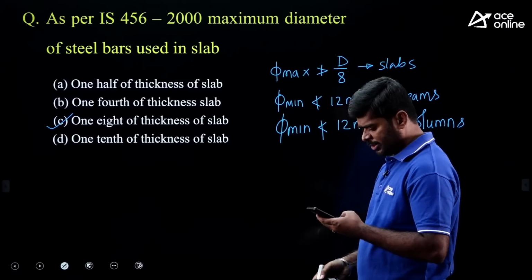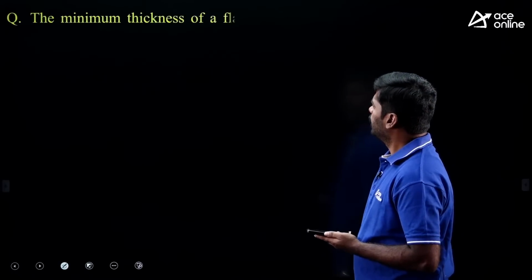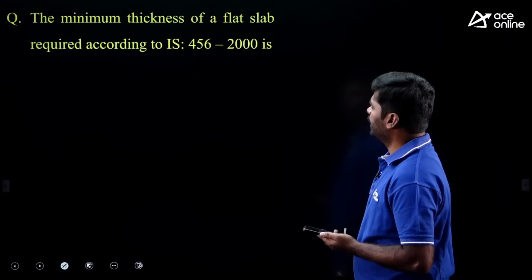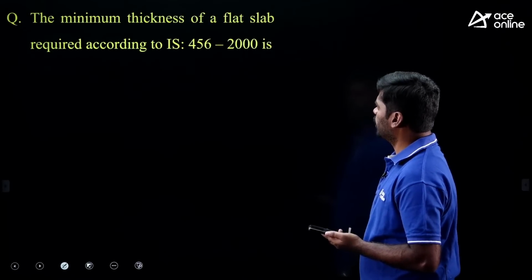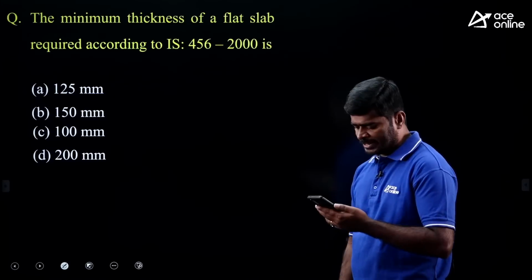Next question, be ready. The minimum thickness of a flat slab required according to IS 456-2000 is, my dear, options given A, B, C, D. Which one is correct?